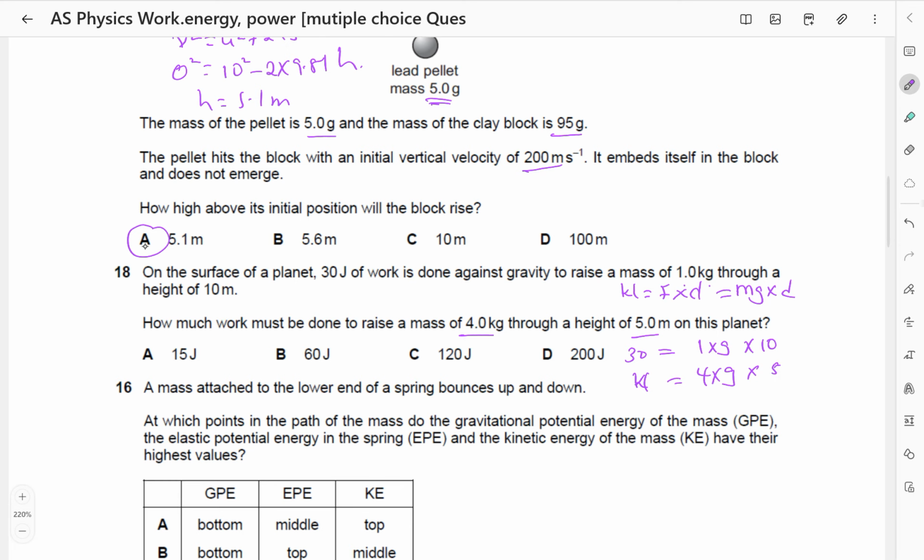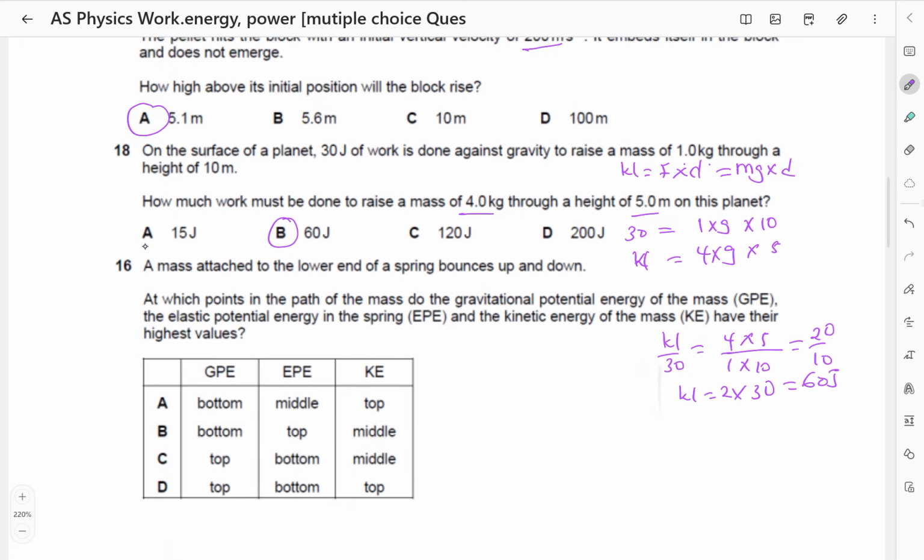So we just divide the two equations. So I have that W divided by 30 is equal to 4g over 1g. The g has cancelled, so it is 4 over 1, then times 5 over 10. So this is 20 over 10. So W is going to be equal to 2 times 30, because 20 over 10 is 2, then times 30, that is going to be 60 joules. So this means our answer is going to be B.